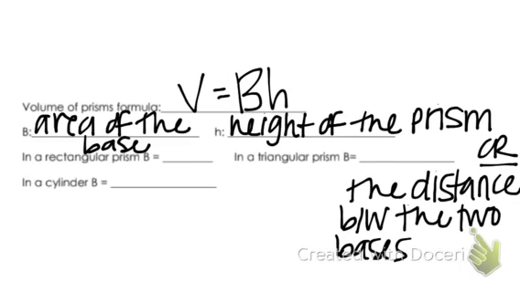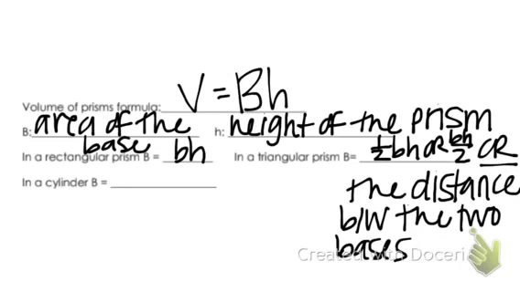So, in a rectangular prism, the area of the base would be a rectangle. So you would replace your big B with base times height, since that's the area formula for a rectangle. And in a triangular prism, since your base is a triangle, your big B would be 1/2 base times height, or you could write it as base times height over 2.